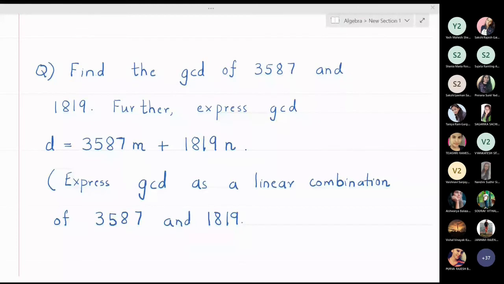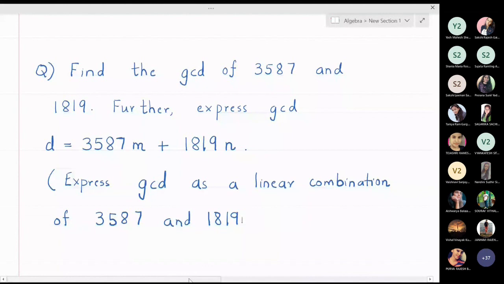Okay, so in the next problem, we are going to find the GCD of 3587 and 1819. And further, we are going to write this GCD D in the form of the linear combination 3587M plus 1819N. So we want to find the values of M and N here.